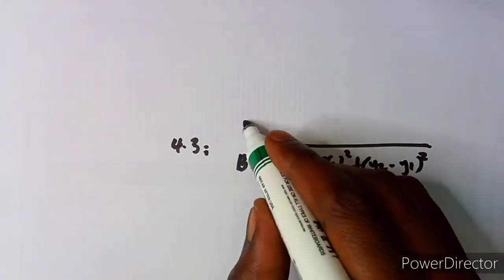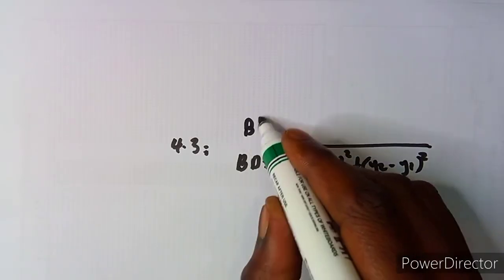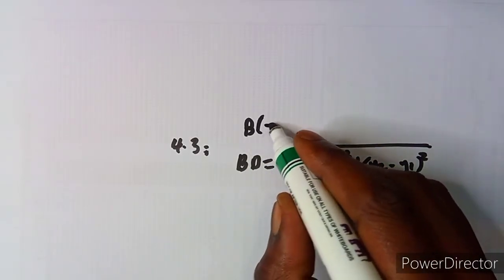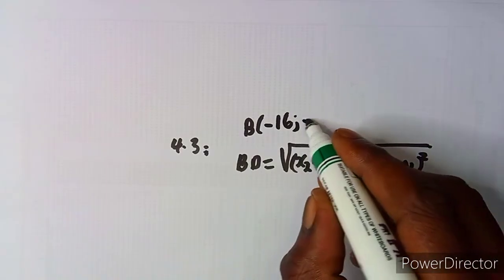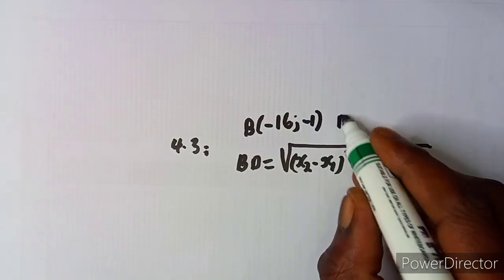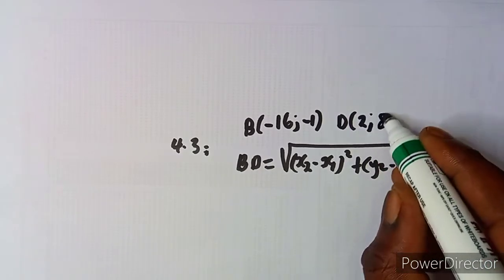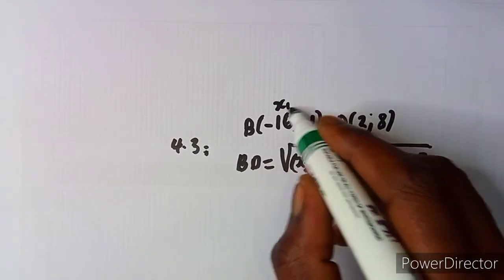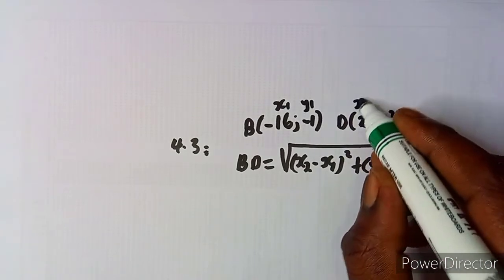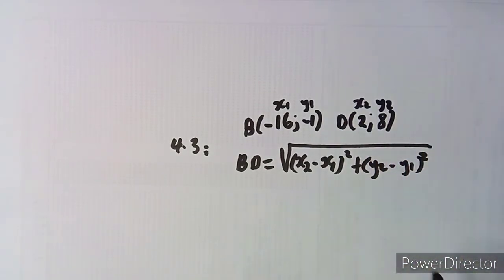So you can actually list this so that you don't get confused. Your B is (-16, -1). That's your B, and your D, that's (2, 8). This is your point D. So this is your x1, this is your y1, this is your x2, this is your y2. Take note, guys. So you can actually substitute.